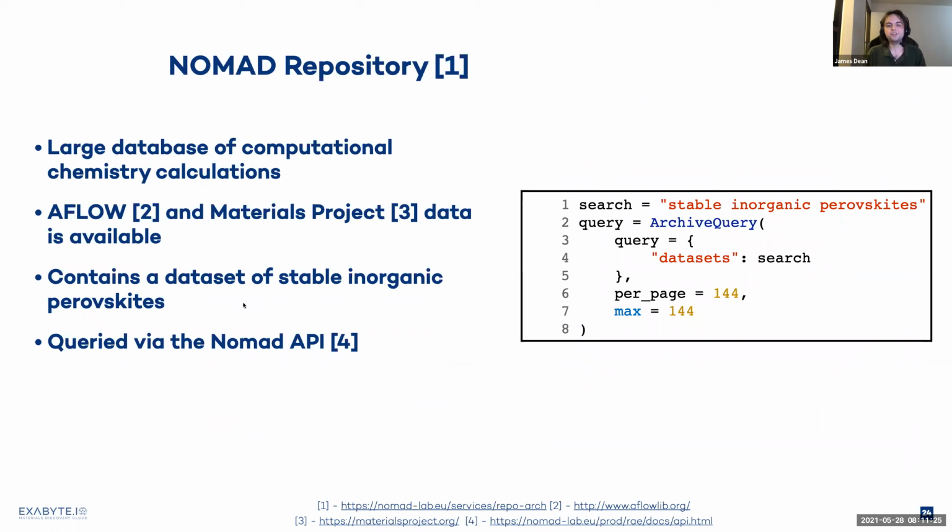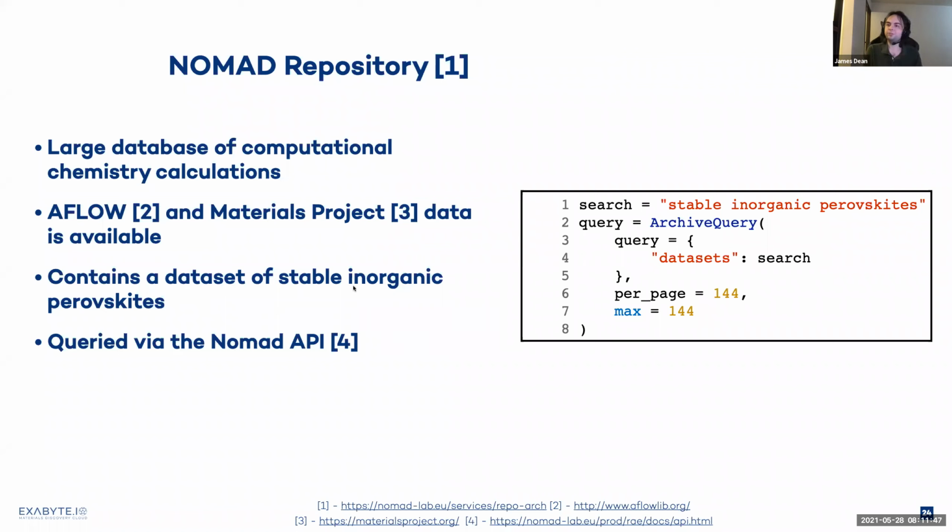NOMAD is a large database of computational chemistry calculations, including data from AFlow and Materials Project, which is absolutely wonderful if we want to do some data science or machine learning on large amounts of chemical data. One of the data sets on their website is a set of stable inorganic perovskites.